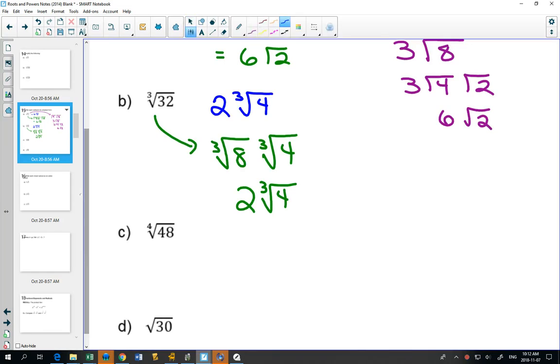For the third one, the answer is 2 fourth root of 3. How do you get that answer? Well, now we're looking for a perfect power of 4 that multiplies to get 48. 16 times 3 is 48. The fourth root of 16 is 2, because 2 times 2 times 2 times 2 is 16.